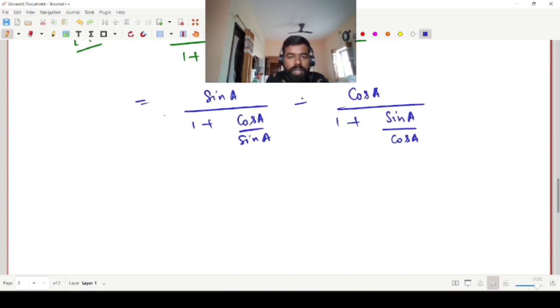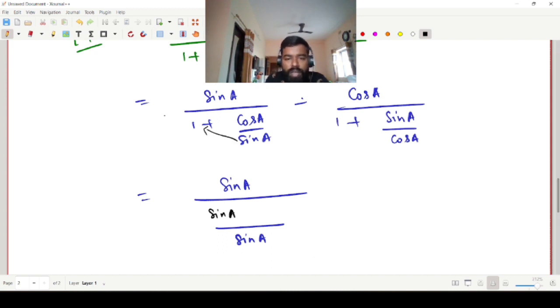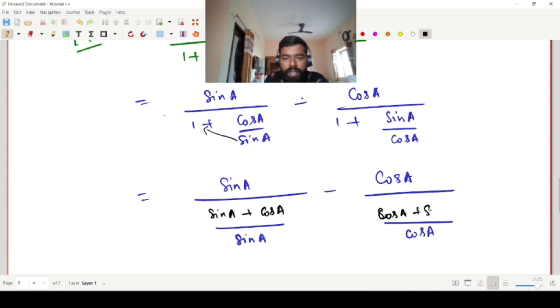Next we can take the LCM in the denominator. That is sine A as the LCM here. So the numerator will be sine A, because this will cross here, and then this is cos A. Again you can take the LCM in the second part of the question. That is, you get cos A here, and the LCM again is cos A plus sin A. It's the same.